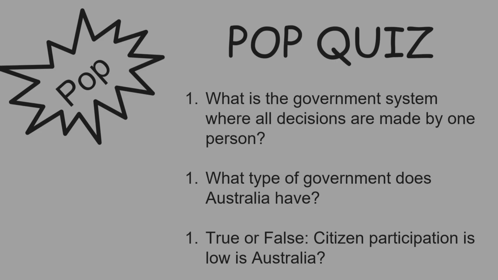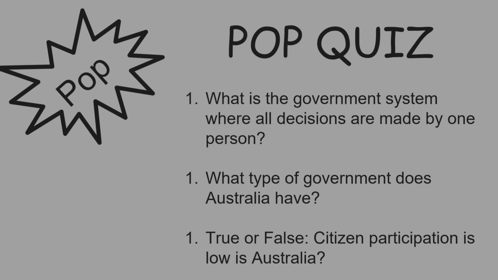Okay, so let's just do a little pop quiz. This is how this is going to work. I'm going to read the 3 questions. I'll give you 5 seconds after each question to call out your answer, think about your answer, and then I'll tell you what the right answer is. So for number 1, what is the government system where all decisions are made by one person? 5, 4, 3, 2, 1. That is an autocratic government or an autocracy.